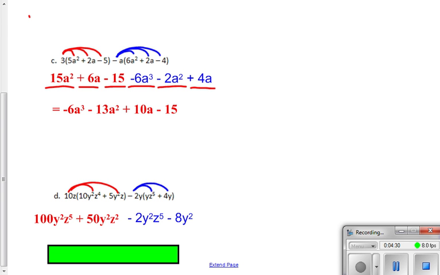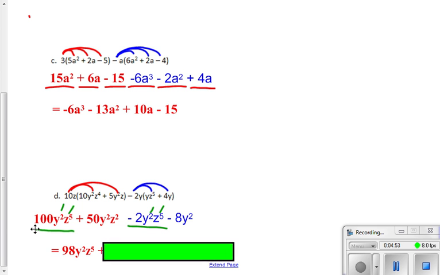When putting our answer into standard form here, obviously our highest degree would be to the 7th degree here. There's the 7th degree, here's the 7th degree. Those are your like terms because we have y to the second, z to the fifth, z to the fifth. So basically you have 100, take away 2, giving you 98y to the second, z to the fifth.